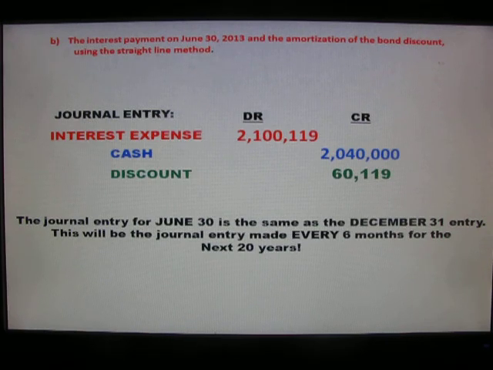It's always going to be the same cash because the face doesn't change, the stated rate of the bond doesn't change, so cash is always going to be the $2,040,000. Your discount won't change, it's always going to be divided by 40, that's always going to get you $60,119. So if I ask you what is the June 30, 2020 journal entry, it would be the same.